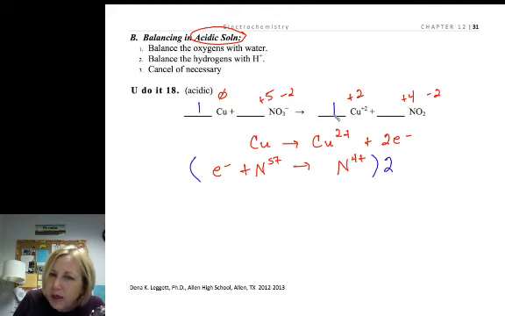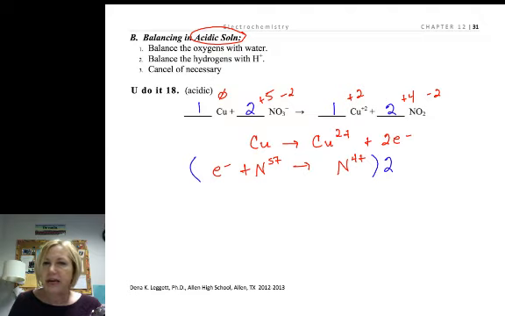I like to put my 1s in at this point as a reminder that I can't change those numbers because I'll change the number of electrons involved. A 2 here and a 2 here. So I've balanced my skeleton, but I haven't balanced my elements yet. So let's see what we do.